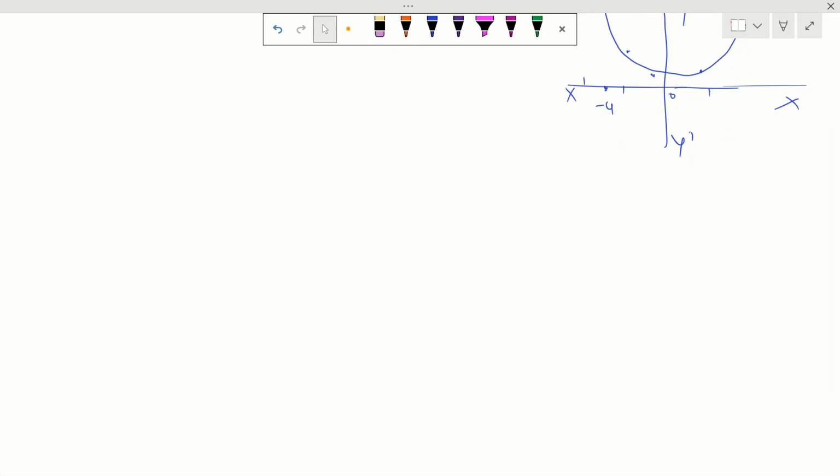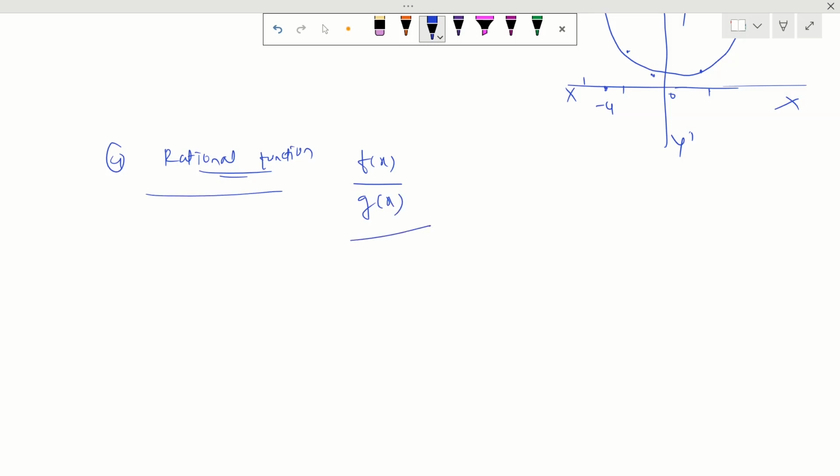One more function we are going to discuss here is rational functions. The fourth function is rational functions. Rational functions means what? As the name itself says, rational means a ratio, f of x to g of x. This function is called a rational function, where the condition is that g of x is not equal to 0. If g of x is 0, then it is not a rational function, because 1 by 0 is infinity, and there is no sense in the relation.